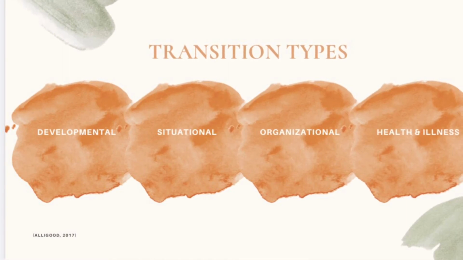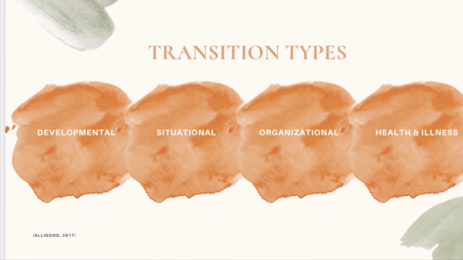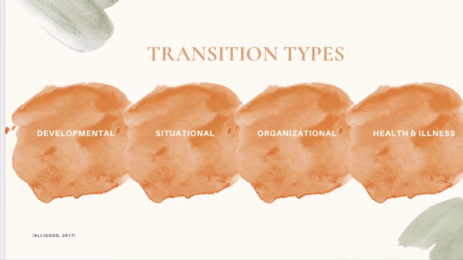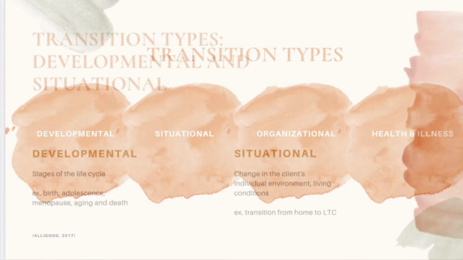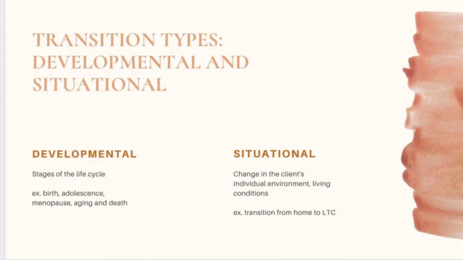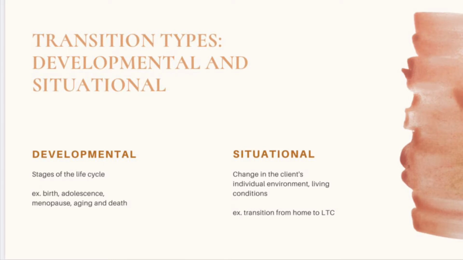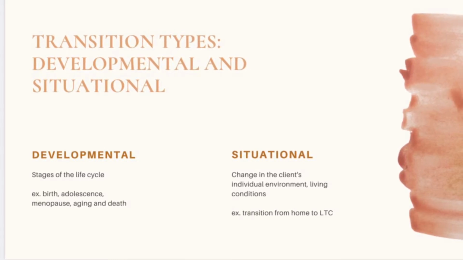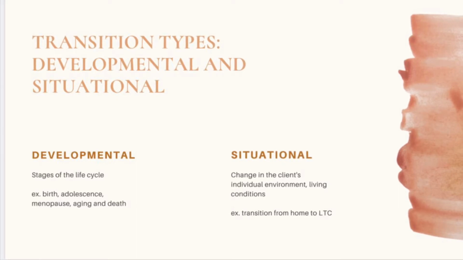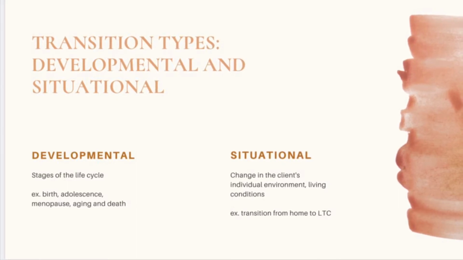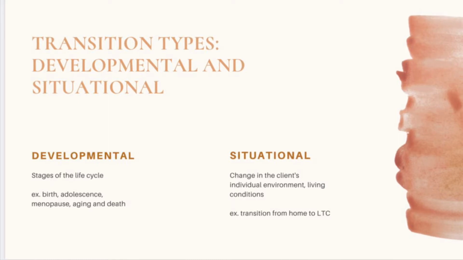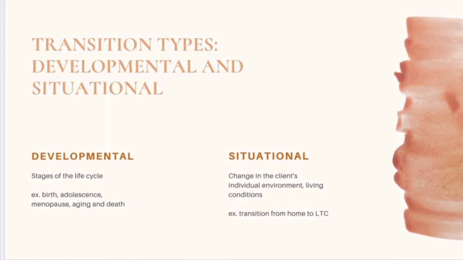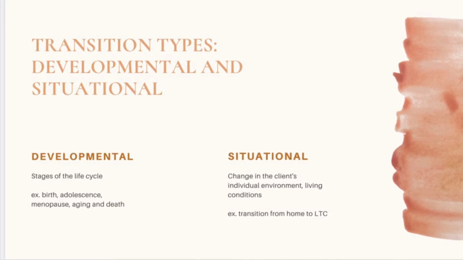Transition types. The types of transitions that the theory addresses are developmental, situational, organizational, and health and illness. Developmental transitions are stages in the life cycle. This includes birth, adolescence, menopause, aging, and death. Situational transitions refer to changes in the client's environment and their living conditions. The transition from living at home to moving into a long-term care center is an example of a situational transition.